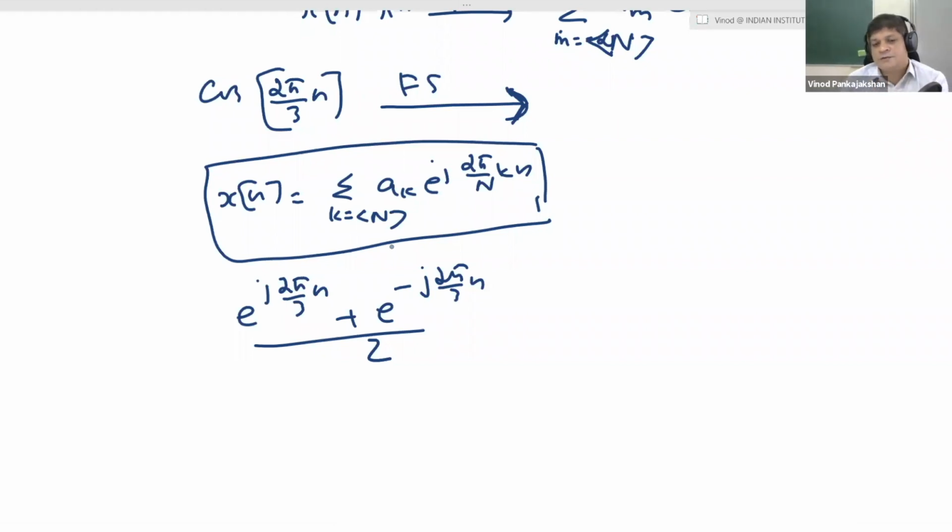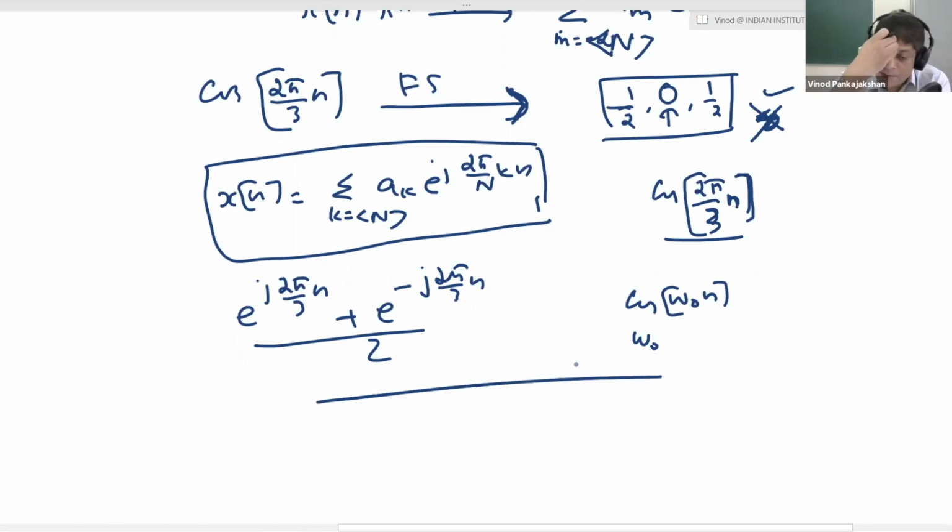How many non-zero Fourier series coefficients? Which are those coefficients? 1 by 2 and 1 by 2. Okay, now let us consider an example of this periodic convolution.